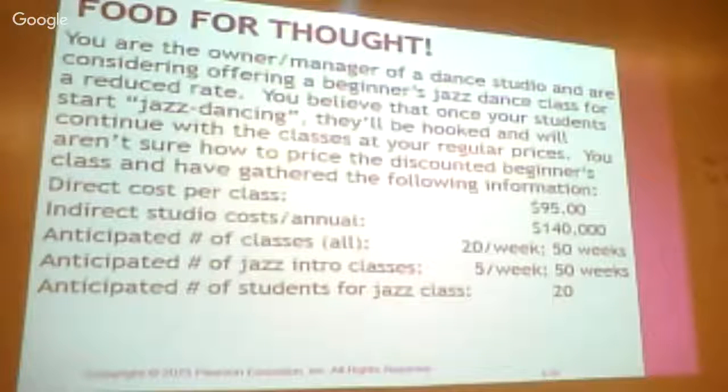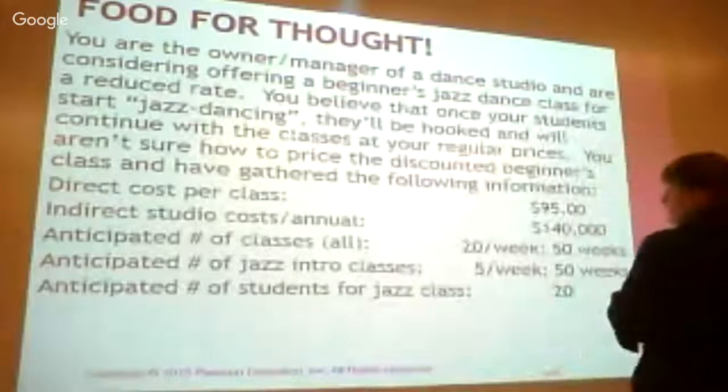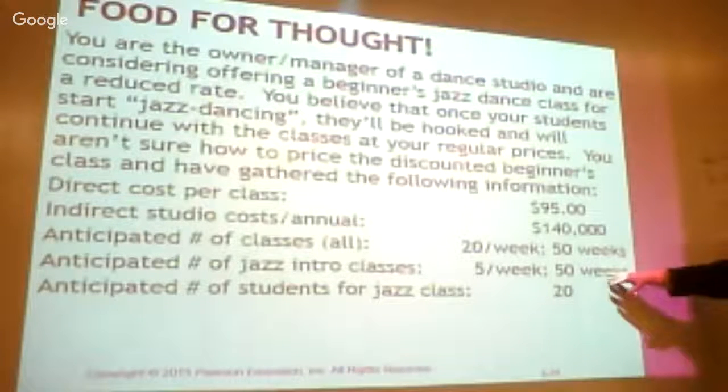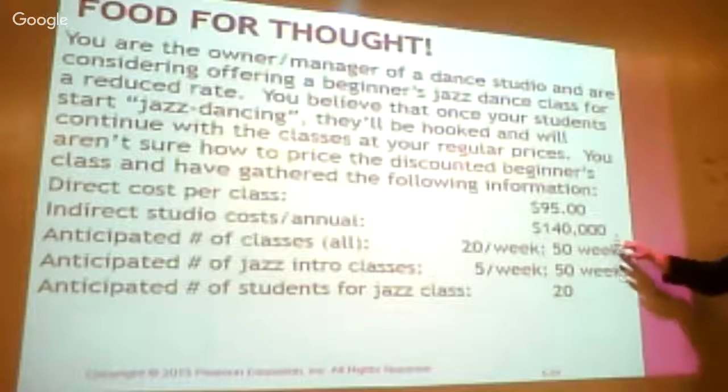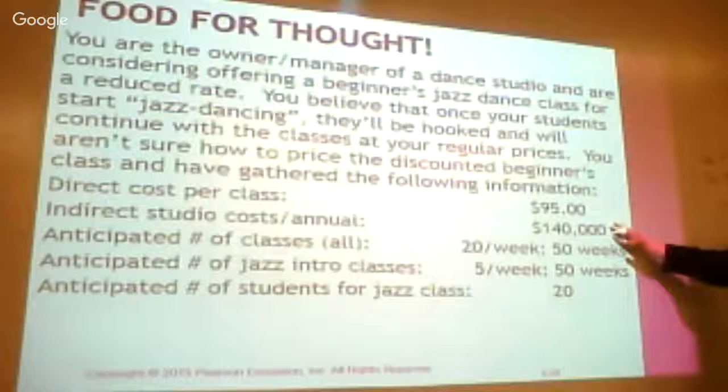$140. We have the $95 per unit class. So in reality, I should be costing at least what? $235. I took the 20 times the 50. We have number of total classes of 20 classes per week at 50 weeks. Yeah, I see that says annual. I don't want to say 5 and 50. That only gives me 250, and if I divide that, that's going to be a huge cost.